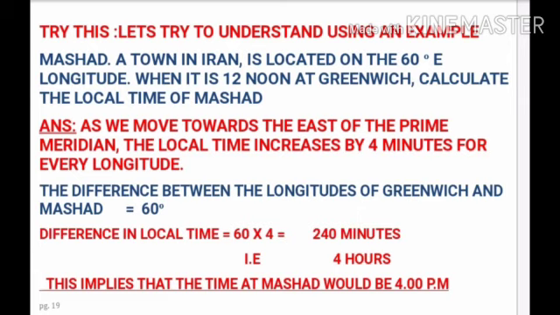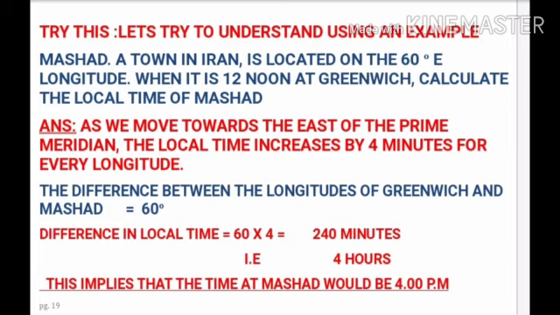Let's try to understand using an example. Here is the question. Mashhad, a town in Iran, is located at 60° east longitude. When it is 12 noon at Greenwich, calculate the local time of Mashhad. First, try and understand the question. The question says that Iran is located at 60° east, and Greenwich means the prime meridian, which is 0°. So we have to calculate the difference between 0° and 60°, which gives 60.